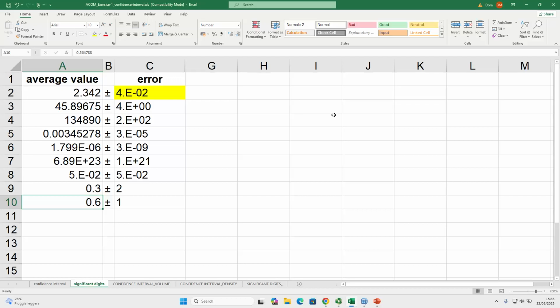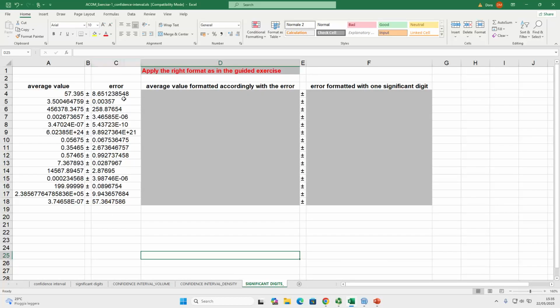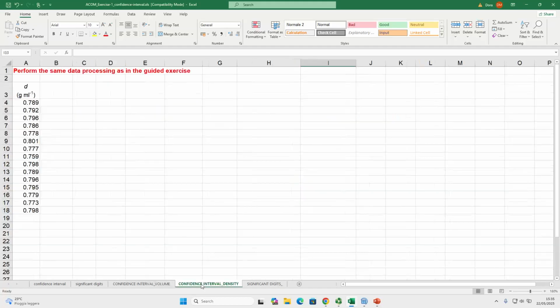Now you have about 30 minutes. I advise you to start from this significant digit and try to format, and then move to other examples. This is a case where the operator performed 15 measurements of the density of ethanol. And we ask you to write the confidence interval of the mean for these 15 values. So try, if you want, to calculate by yourself, and I will follow your work.